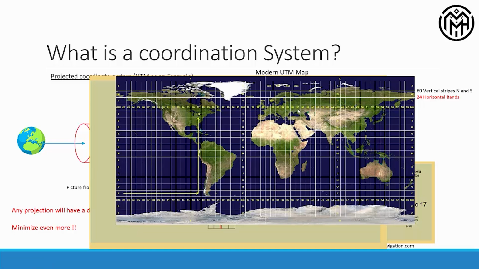And I will give you examples of some countries that are still using the local system, and some countries that have been using the UTM system, and you will get a better understanding about the topic and how we can link this to our site in Revit.